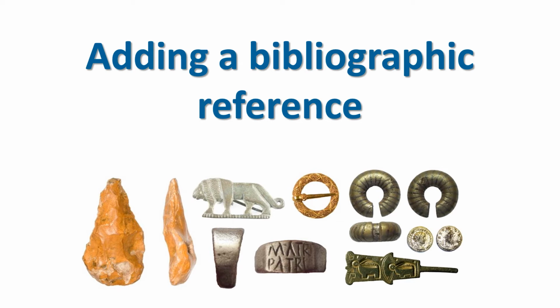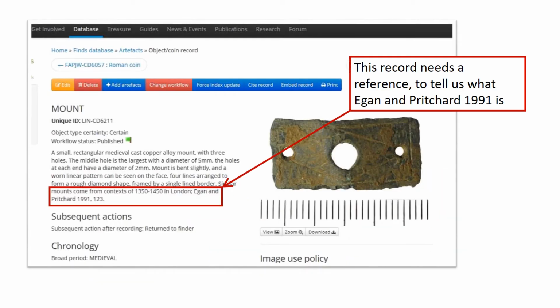If you've referred to a book or article in your object record, which is very likely, then you'll need to complete the Bibliographic reference form, much like when you cite a reference in an essay. And in fact, we use the Harvard reference style for citing publications in database records. In the record pictured here, you can see that the recorder has mentioned a book or article by Egan and Pritchard. They now need to tell us what this book or article is, so that we can find it to look at ourselves, should we want to.